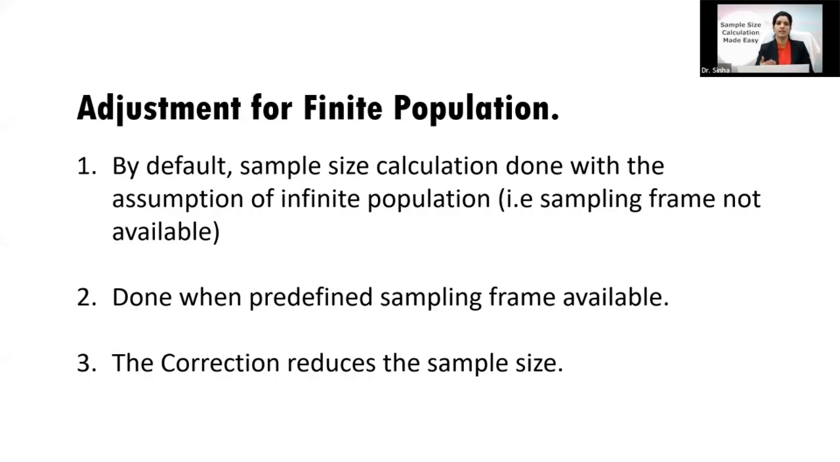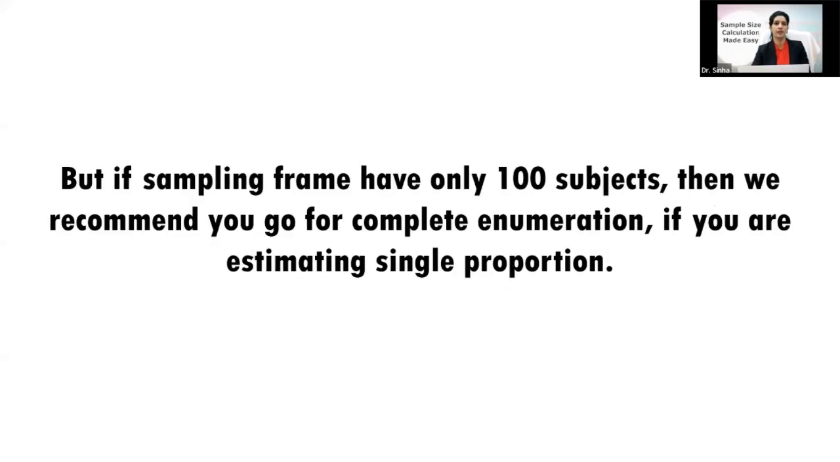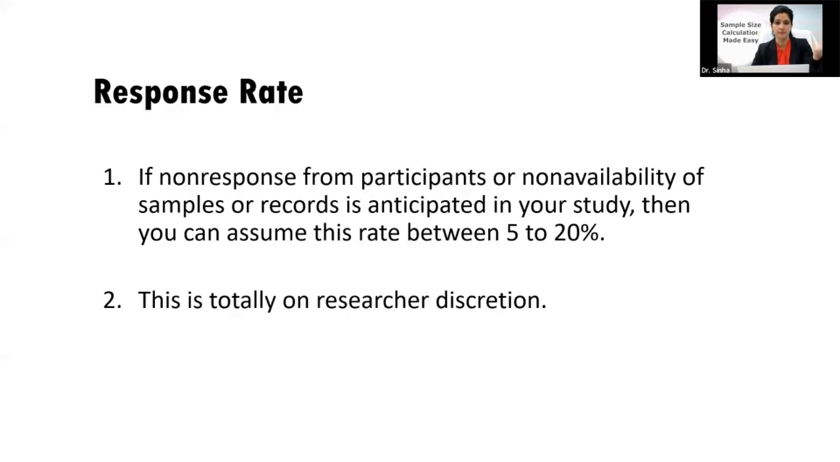Because this correction reduces the sample size, that's how you do this adjustment for finite population. But if the sampling frame has only 100 subjects, then we don't recommend you to go for this finite population correction if you are doing this single proportion, because there is only a small number of individuals which you will be able to reduce. Otherwise, the calculation of both will be nearly the same.